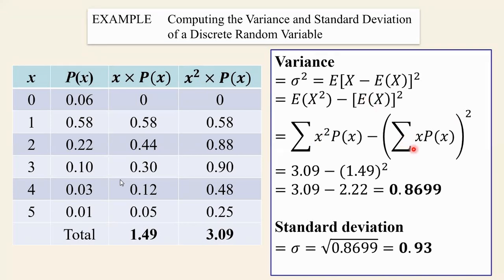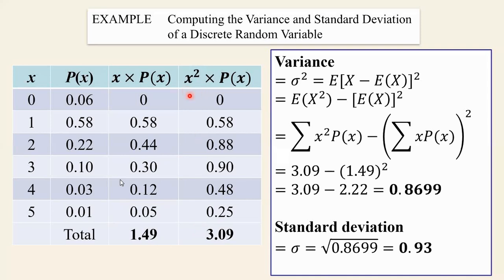So we need x into p of x and x squared into p of x. So x, p(x). Then we are creating another column, x into p of x. When we add all these things, that is 1.49. So x into p(x): 0 into 0.06, 1 into 0.58, 2 into 0.22. This one you will get.